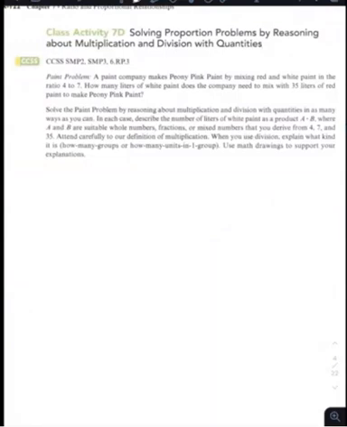Okay, now let's take a look at another problem. Solving proportion problems by reasoning about multiplication and division with quantities. So we have a paint problem again. The paint company makes peony pink paint by mixing red and white paint in the ratio of 4:7. How many liters of white paint does the company need to mix with 35 liters of red paint to make the peony pink?